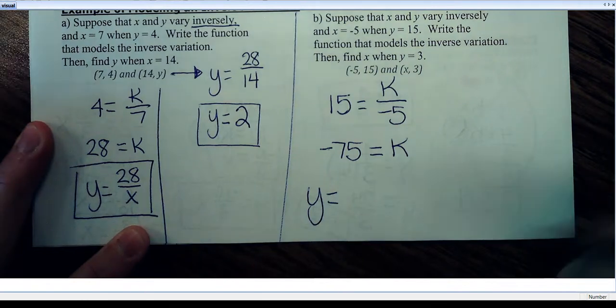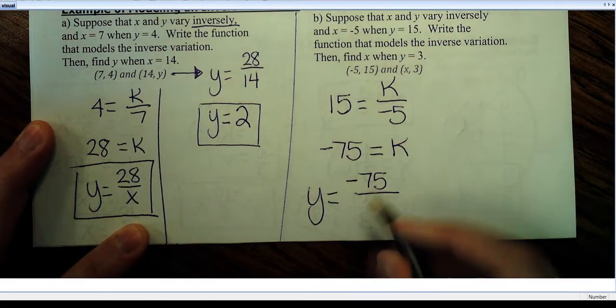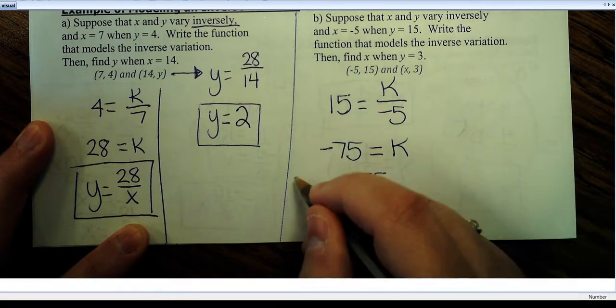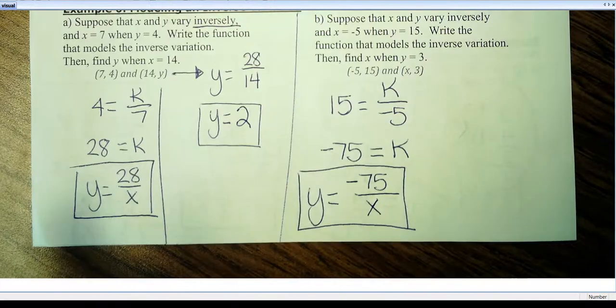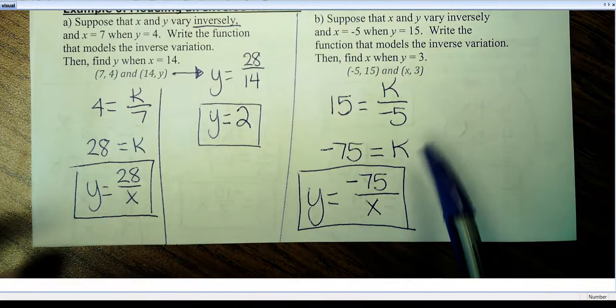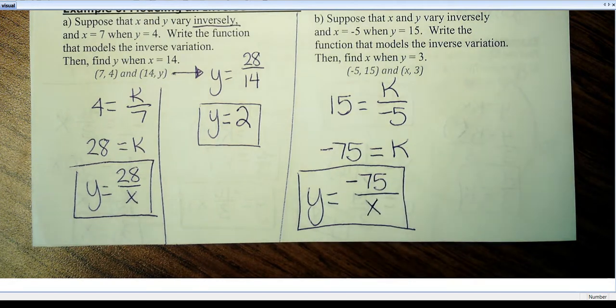And so then we're just going to go back and write the variation equation here, which would be y equals -75 over x. And you could check that back real quick right here. If I did -75 divided by -5, that's 15, so it's easy to check.